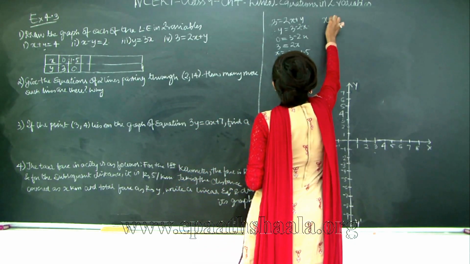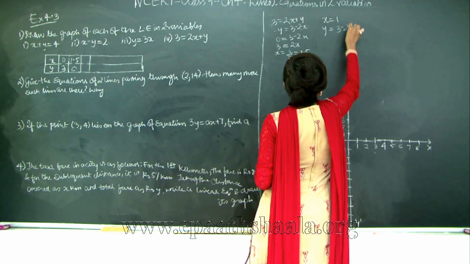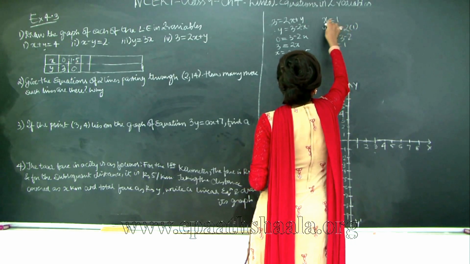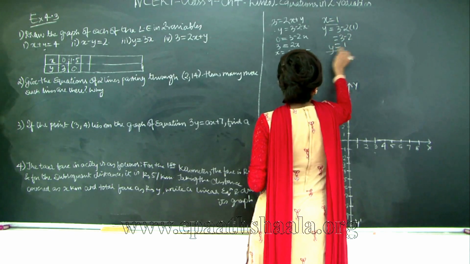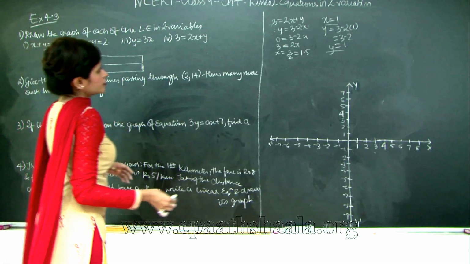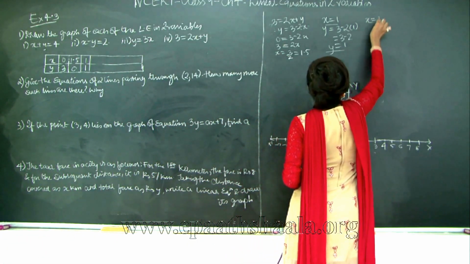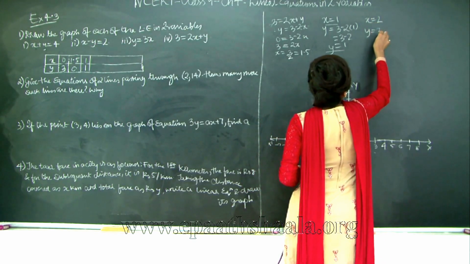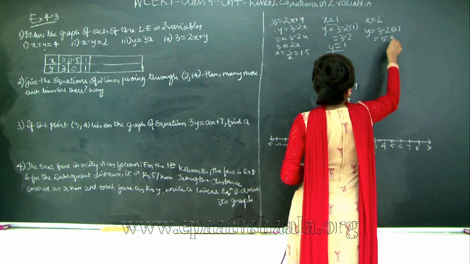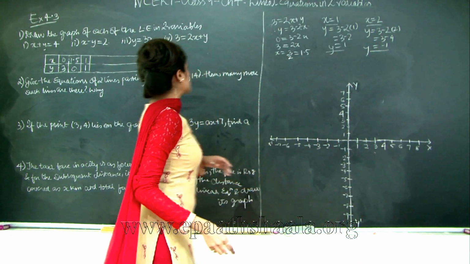If I say x is equal to 1, I get y is equal to 3 minus 2 into 1, which is 3 minus 2, which is equal to 1. So when x is equal to 1, y is equal to 1. And if I say when x is equal to 2, I get y is equal to 3 minus 2 into 2, which is 3 minus 4, which is equal to minus 1. So when x is equal to 2, y is equal to minus 1.